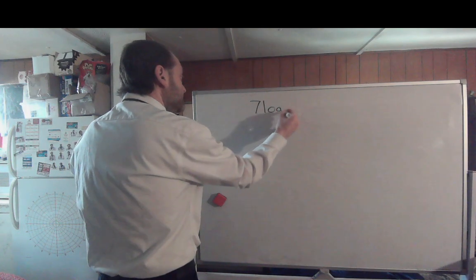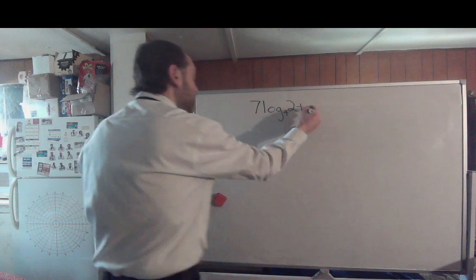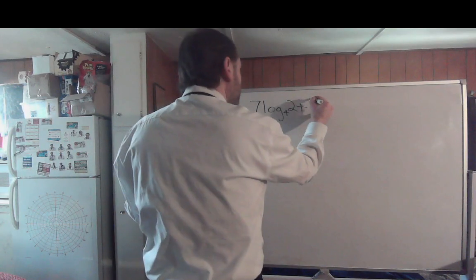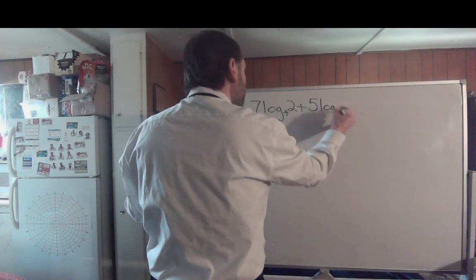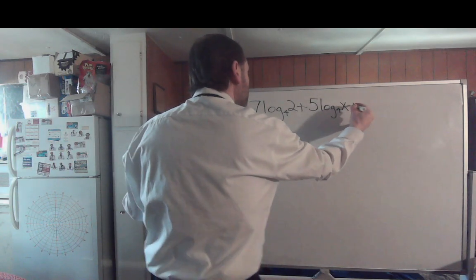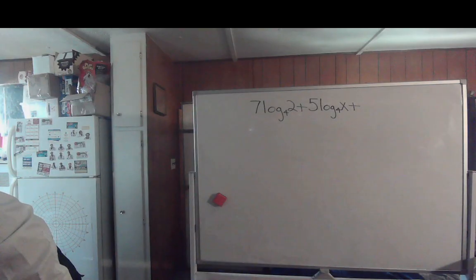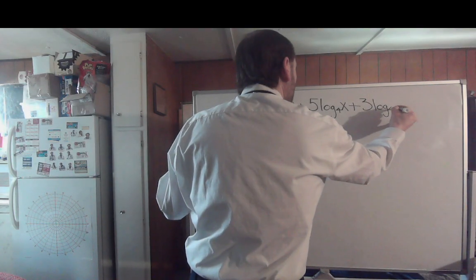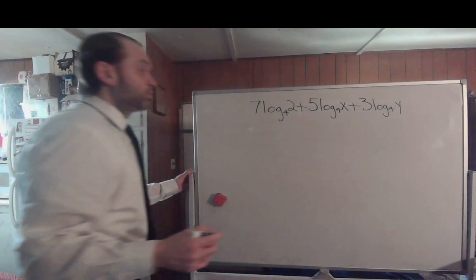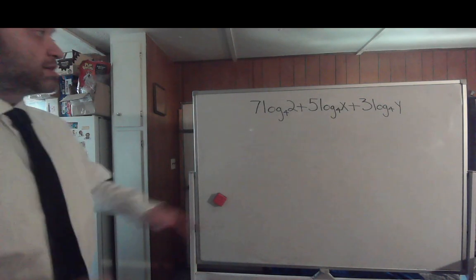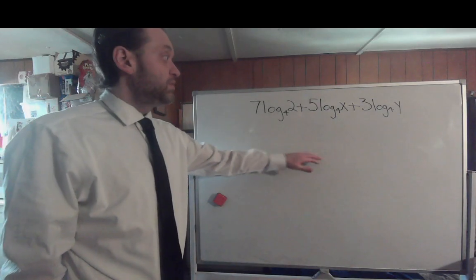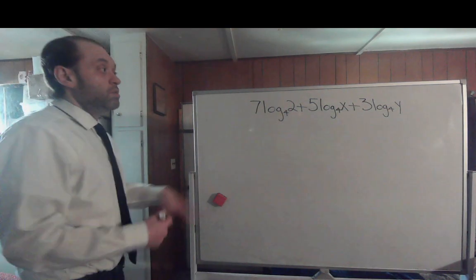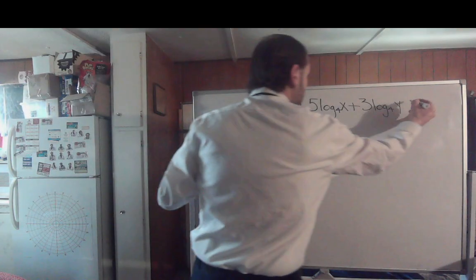7 log base 4 of 2 plus 5 log base 4 of x plus 3 log base 4 of y. So we have a real good one here. We have 7 log base 4 of 2 plus 5 log base 4 of x plus 3 log base 4 of y. Well, for each of these terms, we have a power rule, don't we?